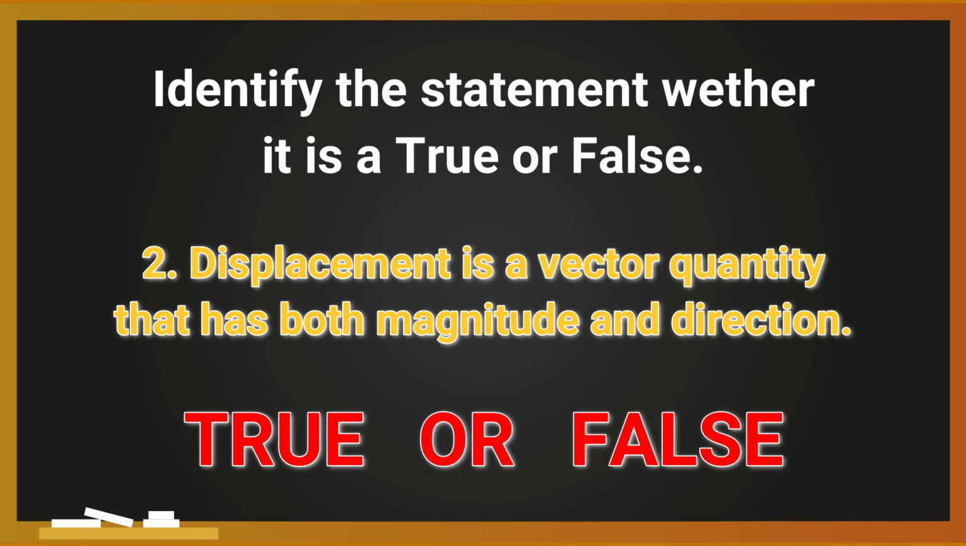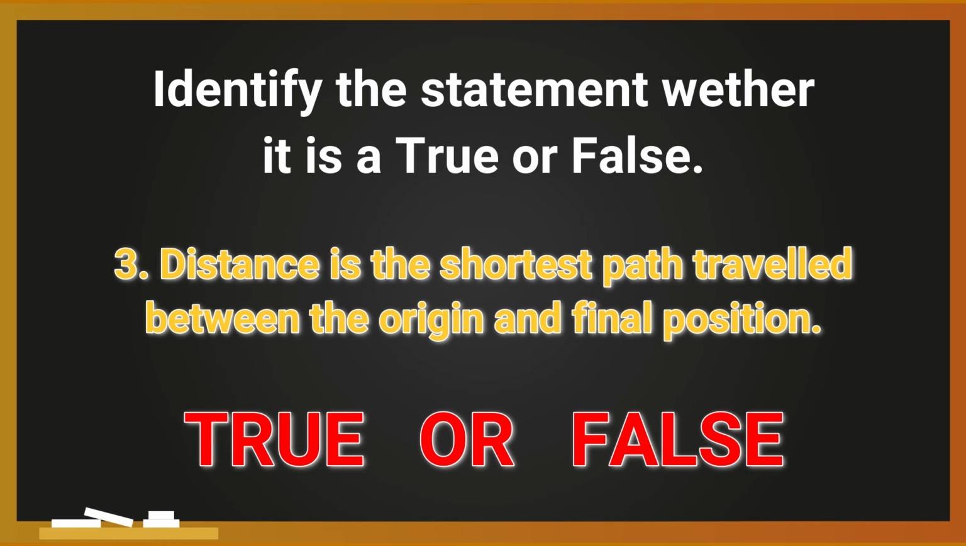Question number 2. Displacement is a vector quantity that has both magnitude and direction. Yes, you are right. The answer is true. Question number 3. Distance is the shortest path traveled between the origin and final position. True or false? You're great! The answer is false.